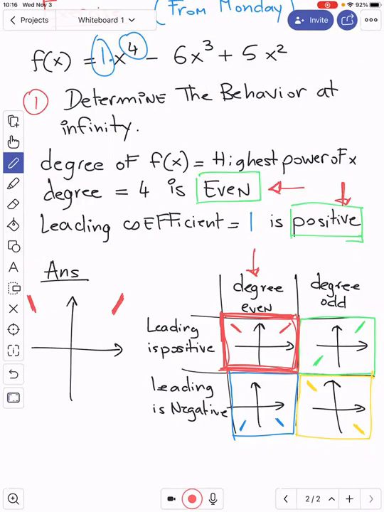Does this make sense to you guys? Jimmy? Yeah, I got you, no problem. Thank you. Yeah, does this make sense to you guys? So you see how to answer such a question, right?